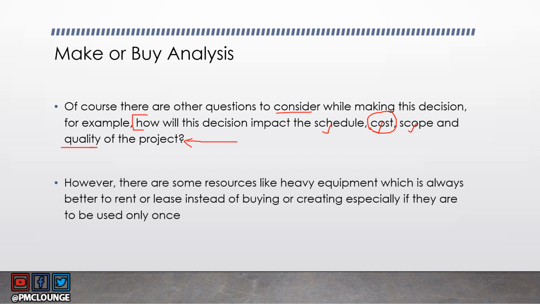So these are the constraints, these are the questions that you need to ask yourself when you're doing the make or buy analysis. Also, there are some resources like heavy equipment, which is always better to rent or lease instead of buying or creating, especially if they are to be used only once. So this is something that we sort of touched upon in the previous slide as well. If your project requires heavy equipment which will be used only for your project, then it makes sense to take the buy decision, which is renting or leasing in this case, rather than taking the make decision.